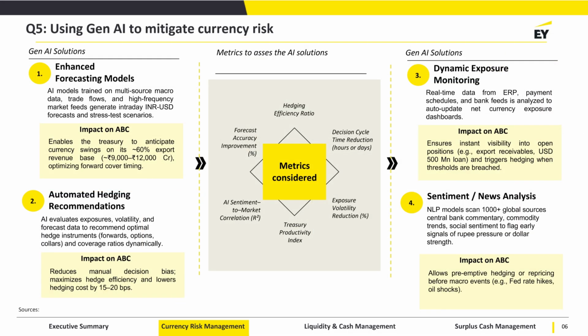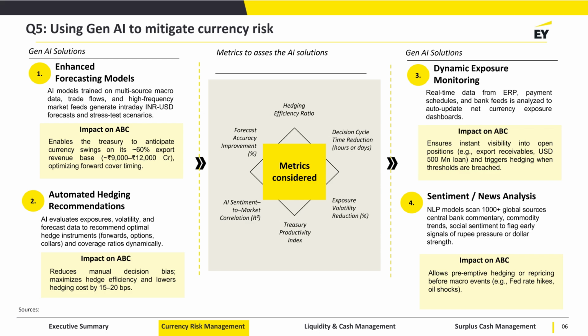Now, we look to address the fifth question and the last one under our currency risk management section: how generative AI could be used to mitigate currency risk. We have developed 4 different possible areas where Gen AI could help. Firstly, with enhanced forecasting models. Secondly, with automated hedging recommendations. Thirdly, with dynamic exposure monitoring. And fourthly, with sentiment or news related analysis. The impact on ABC Company in all 4 cases is incredible.